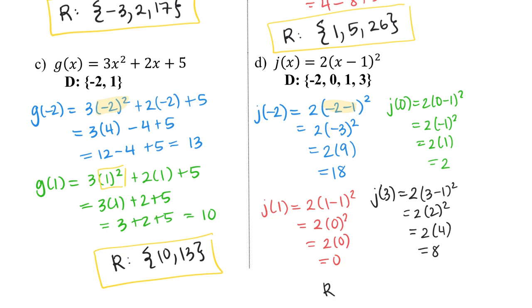Okay, so for my range, I'm going to put it in order. What's first? 0, then 2, then 8, then 18.